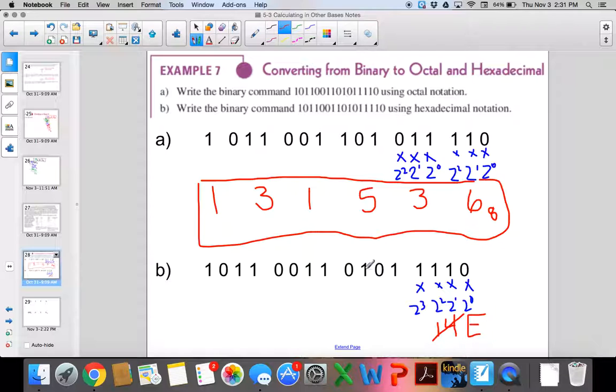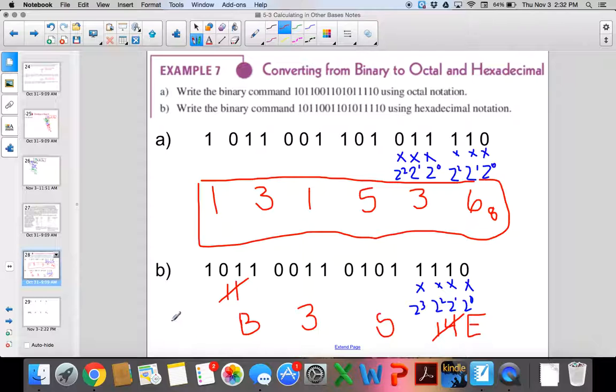So 0 plus 4 plus 0 plus 1 is 5. And 0 plus 0 plus 2 plus 1 is 3. And 8 plus 0 plus 2 plus 1 is 11. But again, it's hexadecimal, so you can't use 11. You've got to use B.